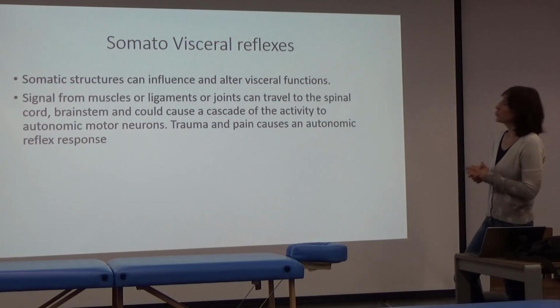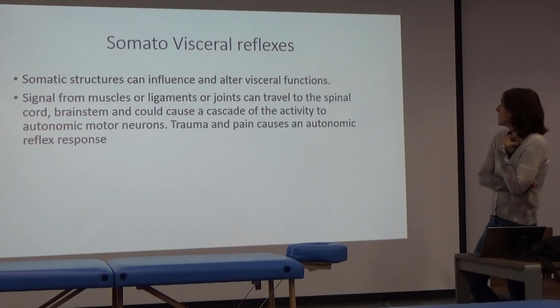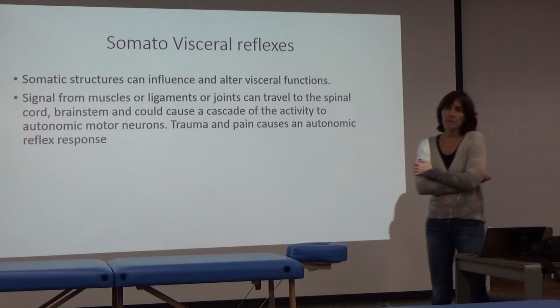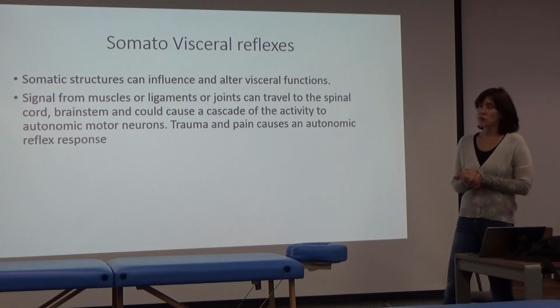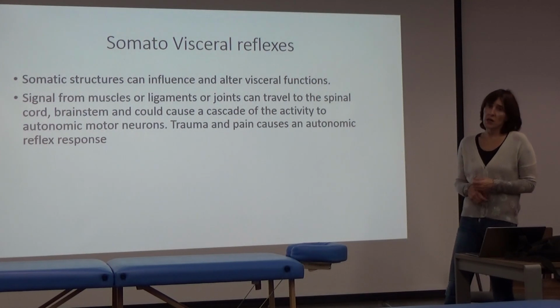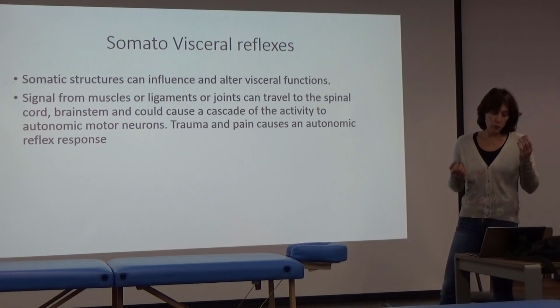Somatovisceral reflexes is when somatic structures, muscle structures, influence and alter visceral functions. So, for example, signals from muscles or ligaments or joints can travel to the spinal cord, brainstem, and could cause a cascade of activity to autonomic motor neurons. Trauma and pain cause an autonomic reflex response. We can have a trauma, then the signal travels to the cortex, then we get really scared, then we have problems with our GIT, spasm, and any kind of problems with the digestive system.